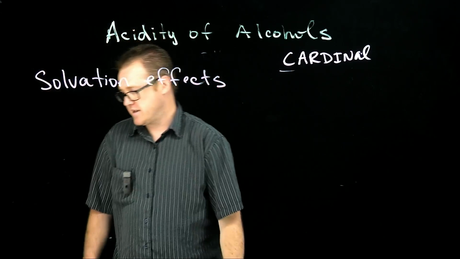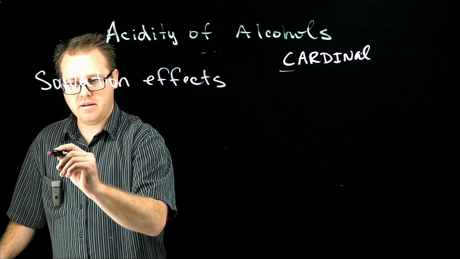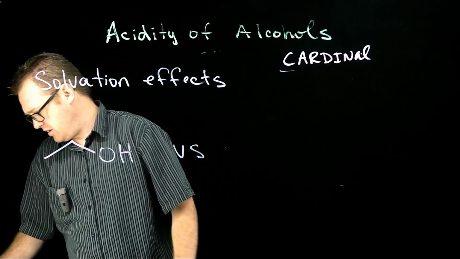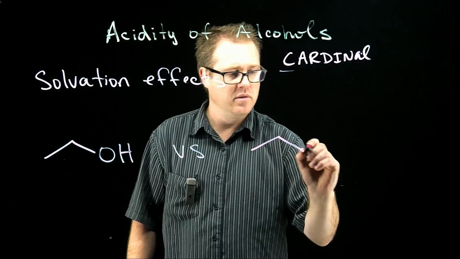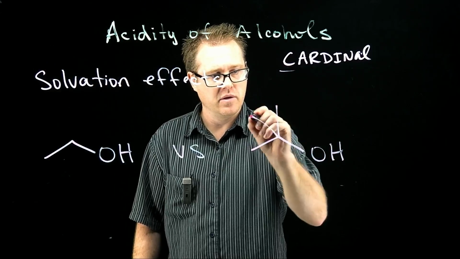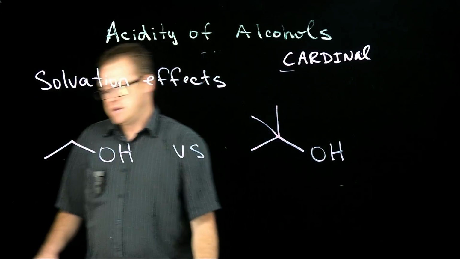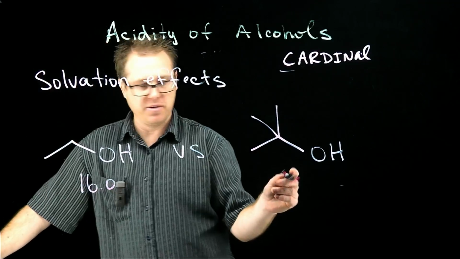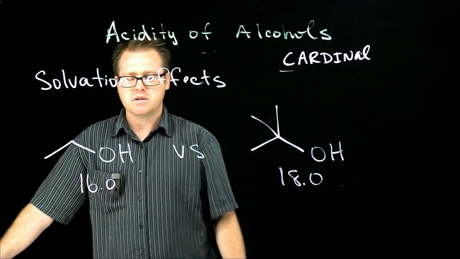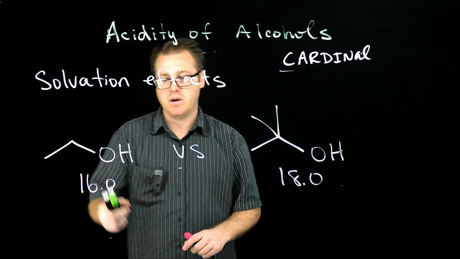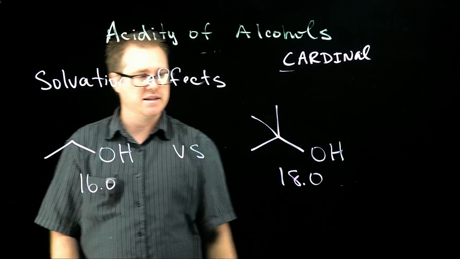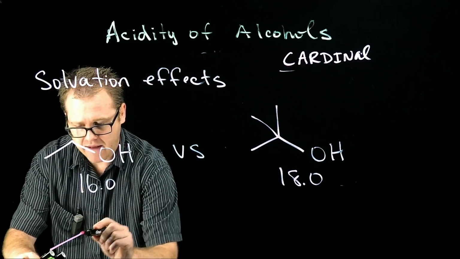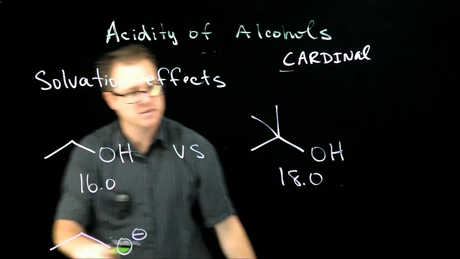So solvation effects, we can talk about that by looking at ethanol versus tert-butanol. Okay, so there's tert-butanol. Now with the pKa's, ethanol we said was already 16, we saw that before, and then tert-butanol is 18. So which one is more acidic? Well, it's the one with the smaller pKa. So ethanol in this case is more acidic. We do the same concept here where we have to look at the conjugate base.